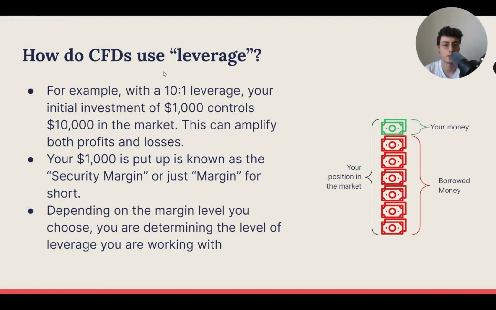How CFDs use leverage. For example, with a 10 to 1 leverage, your initial investment of, let's say, $1,000, controls $10,000 in the market. This basically amplifies your profits and losses by 10 times. The $1,000 that is put up is known as a security margin, or margin for short. Depending on the margin level that you choose, you're determining the amount of leverage that you're working with.